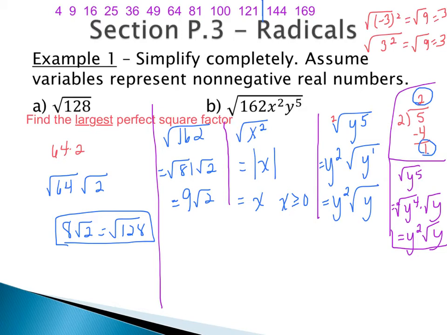And then you have a remainder of 1, so that's your power on the inside. So we have y squared and then square root of y. Finally, we need to put all these pieces together, so I purposely separated it so you can see each of the moving parts.